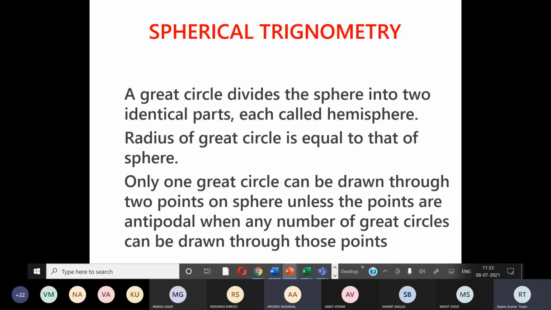Now, the North Pole and South Pole are 180 degrees apart. They are antipodal. So as I said, an innumerable number of great circles can be drawn. Meridians can be drawn through the North Pole and South Pole. Yes or no? Yes, sir. These two points are antipodal, so you can draw a number of them.